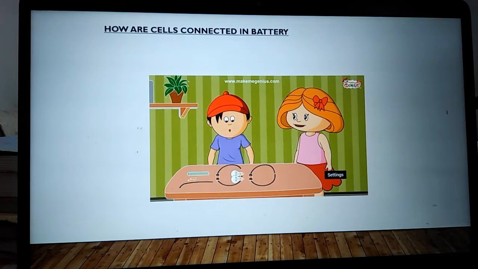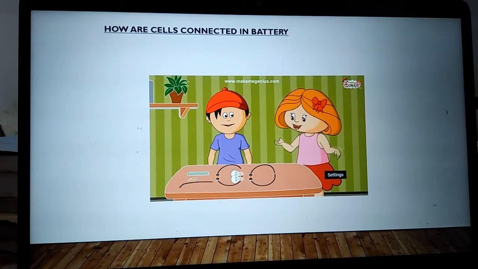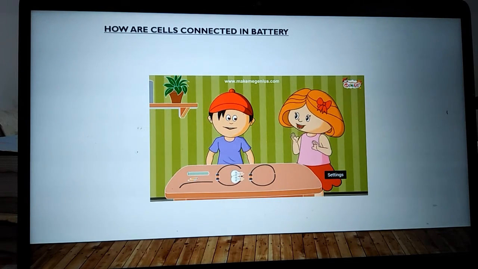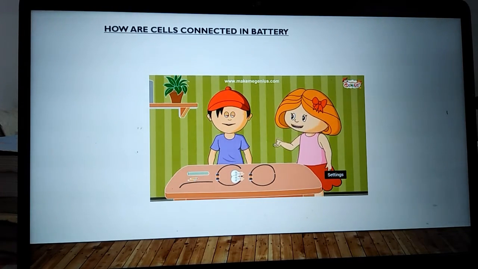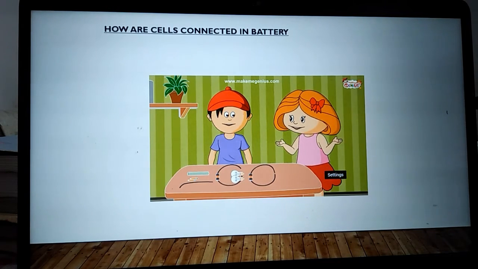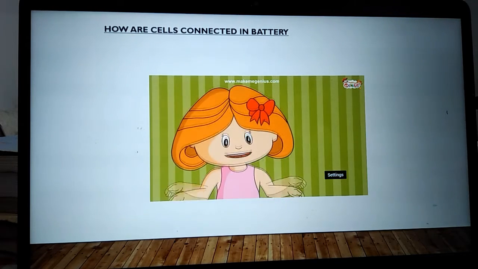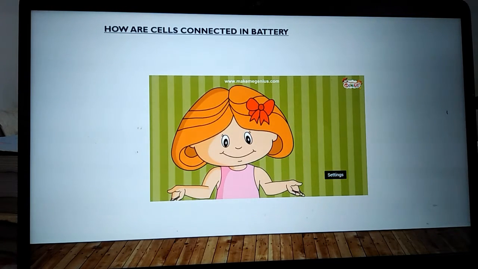Oh no, both bulbs have gone off. What happened? Everything was in series. When one part of the series was removed, the circuit becomes incomplete and therefore the current stops flowing. That is why both bulbs stop working. This is the problem with series circuits.